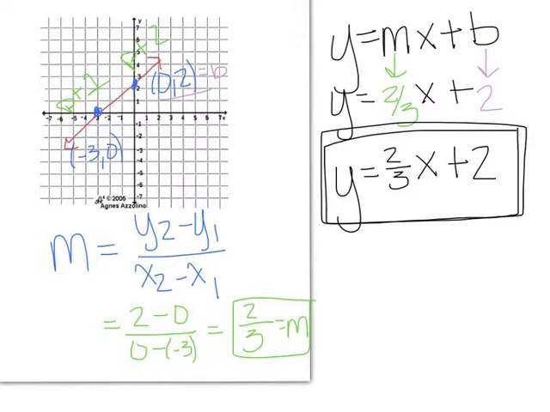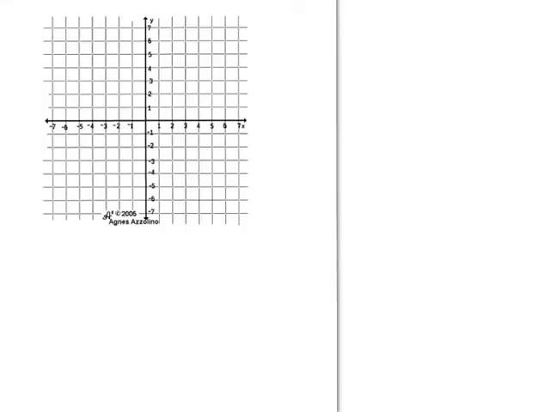So let's try this again. Let's see if I can draw another straight line. We don't know. Anything could happen. Let's bring in a graph. All right, so here we have a graph, and let's see if we can draw a line in there.